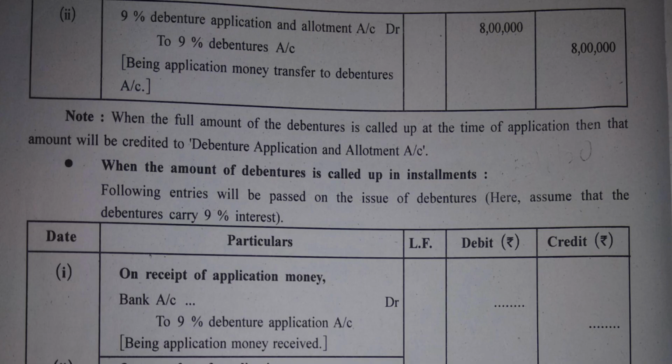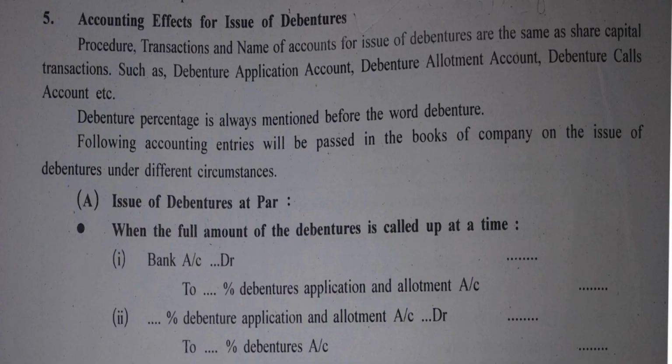Next, debenture application and allotment account debit. Yeah, these are the two journal entries when debentures are issued at par.